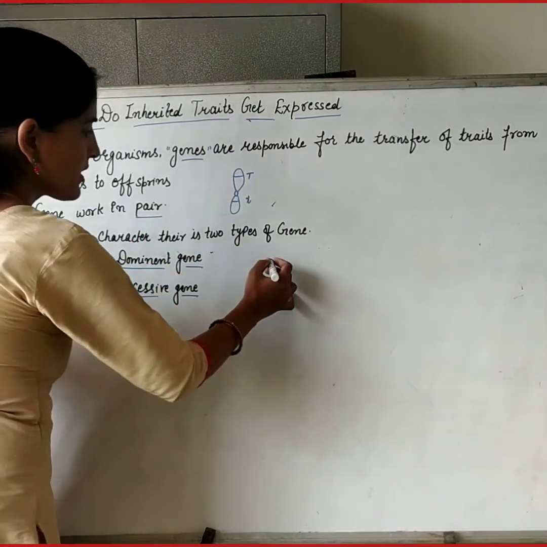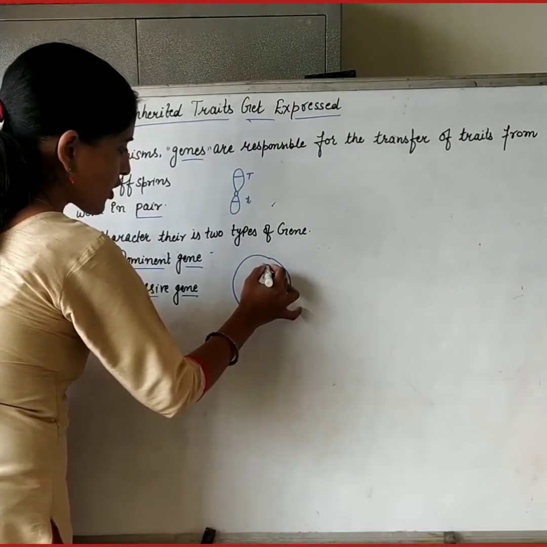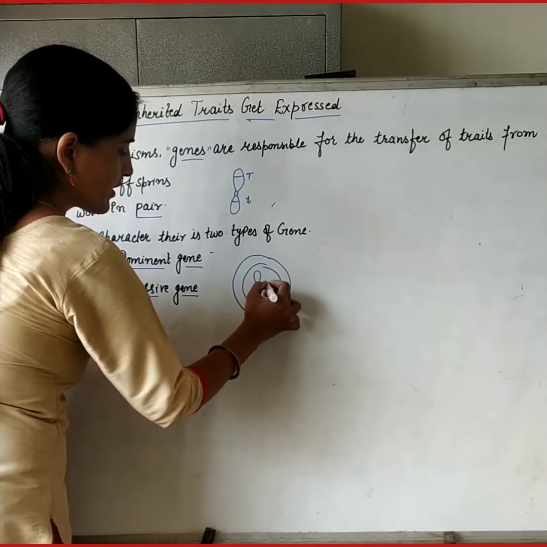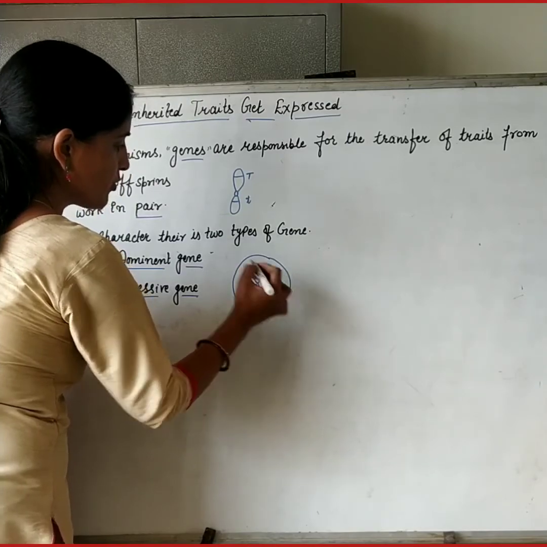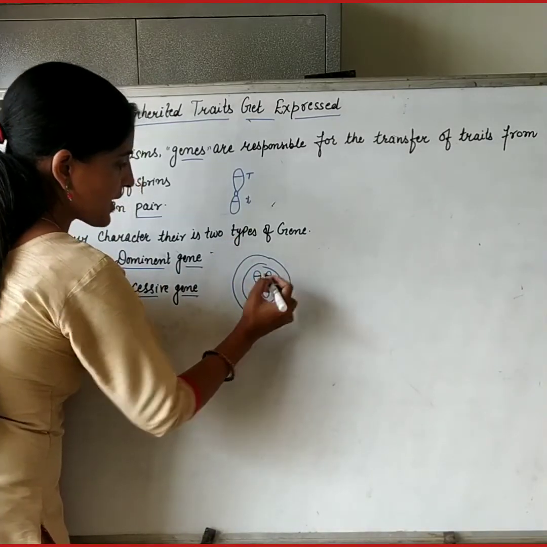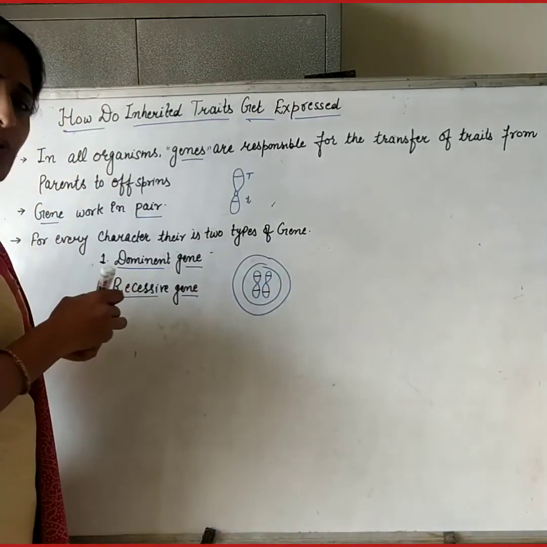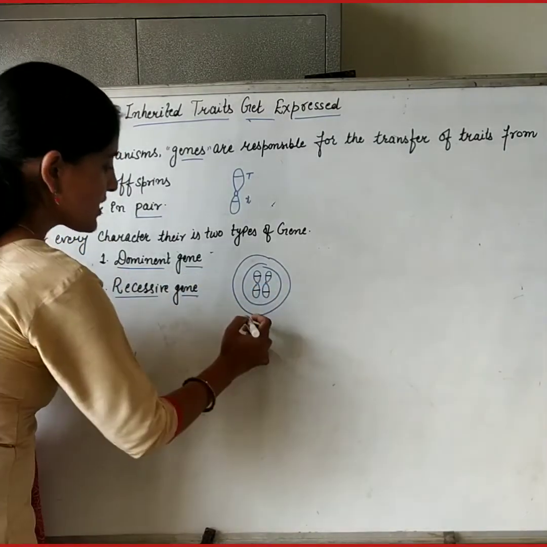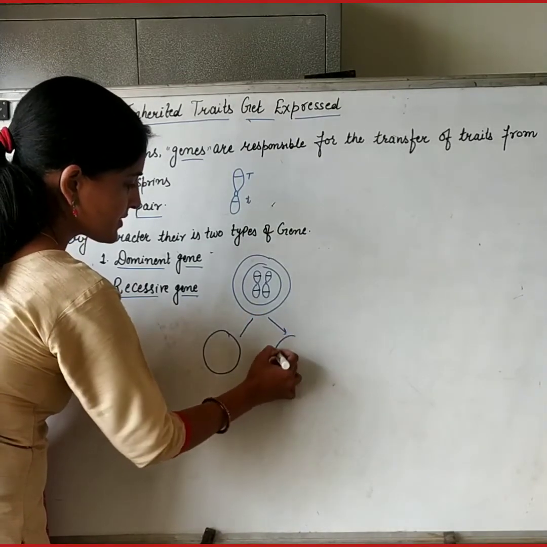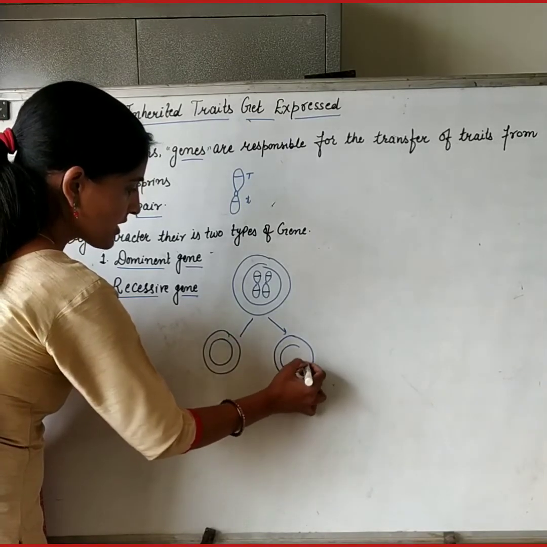See here, this is a cell, and in the nucleus of this cell there are chromosomes. On these chromosomes genes are present. During sexual reproduction the cell divides and forms the gametes.